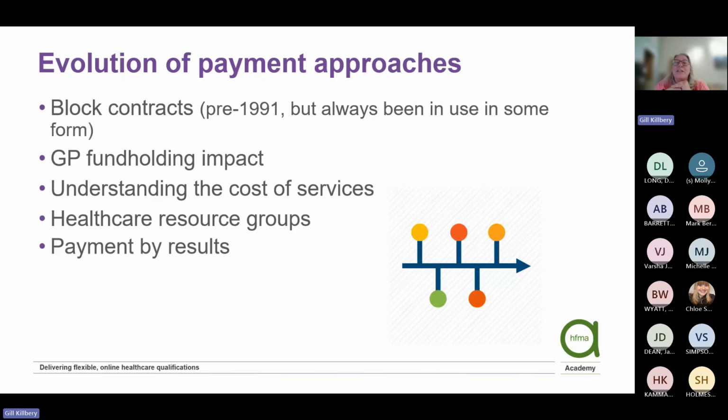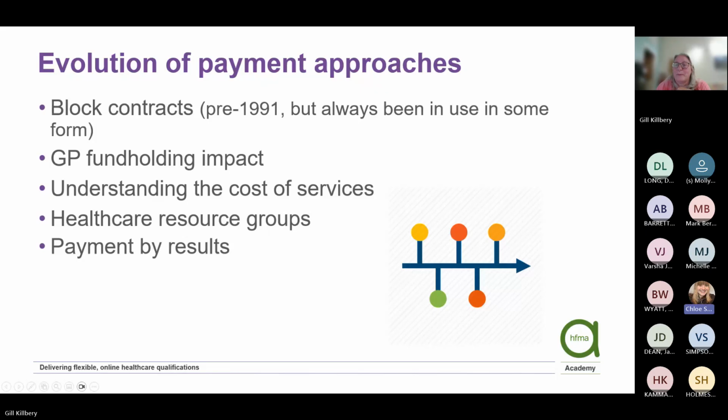We had a thing called GP fund holding, which gave GPs the power to be the commissioners, and they purchased elective activity on a piece-by-piece basis and were billed for each individual bit of activity. From that point on, we started to try and understand the cost of services. This is where you've got your reference costs coming in. Nationally, trying to look at how much things actually cost us to deliver. That allowed the development of health resource groups and eventually payment by results.